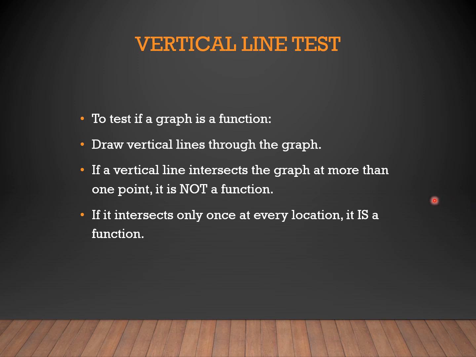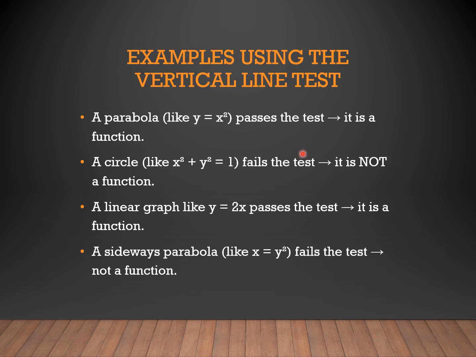You can see diagrams and graphs in the next slide. So, examples using the vertical line test. We have a parabola here, like the one that we sketch on the graph sheet. It passes the test because it is a function. A circle, in the form x squared plus y squared equals 1, is a circle like this. It fails the test because it is not a function.